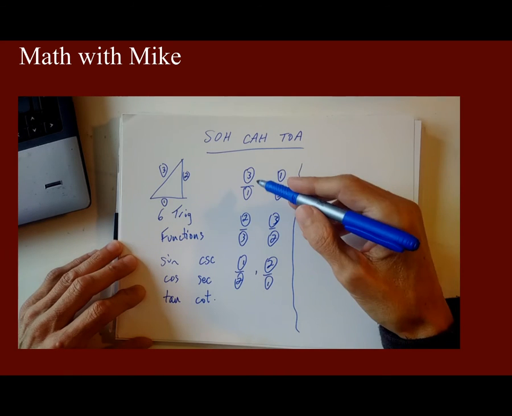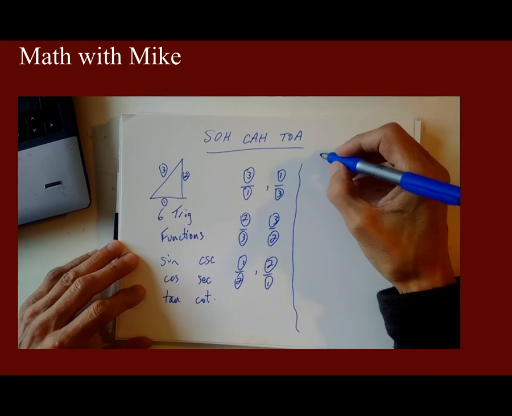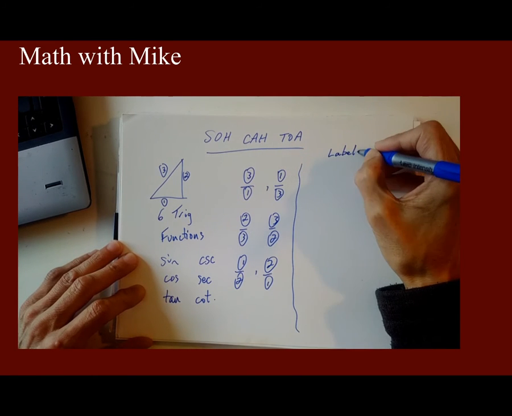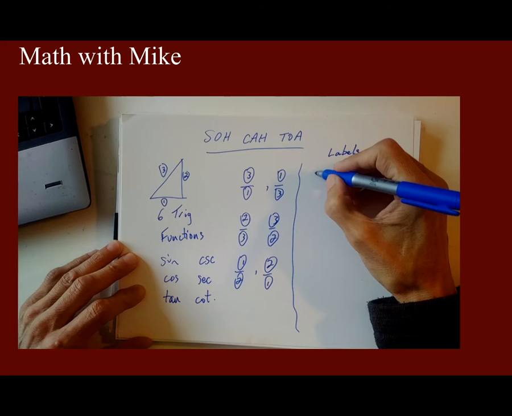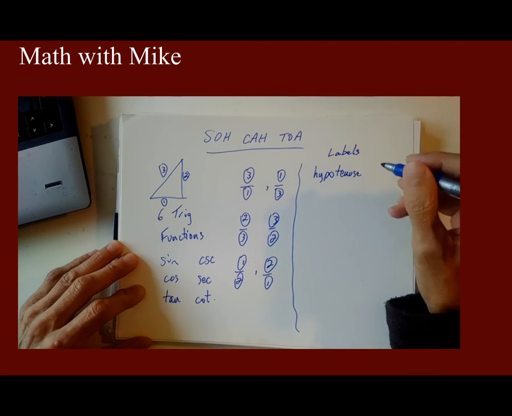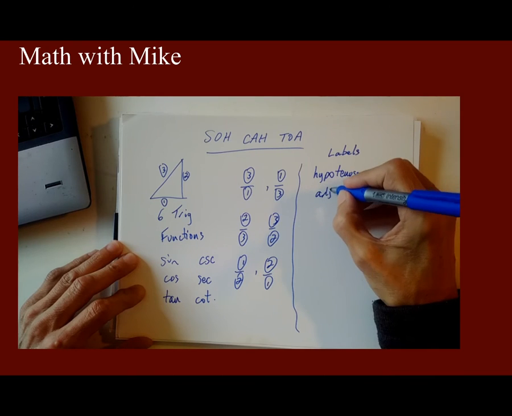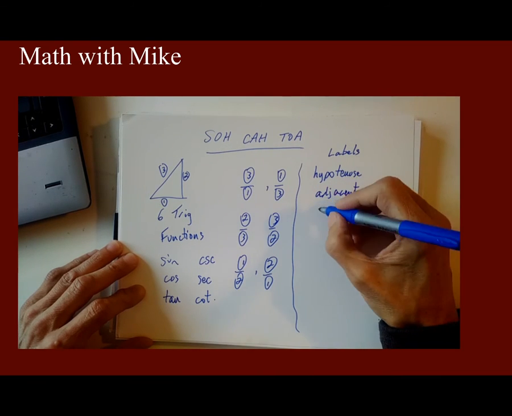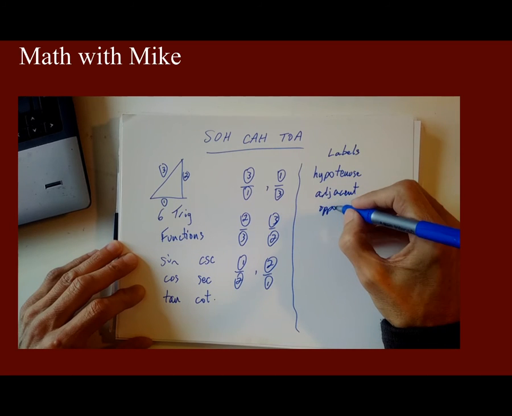And we're not going to use 1, 2, 3 either. What we're going to use are the labels that we just worked on. The labels that we have are the hypotenuse, the adjacent side, and the opposite side.